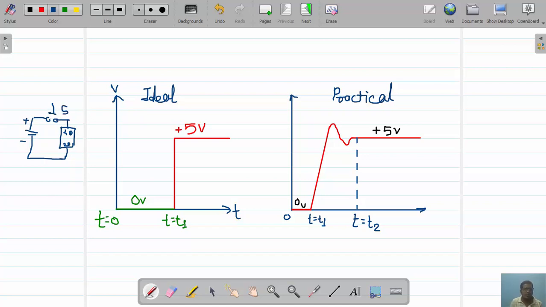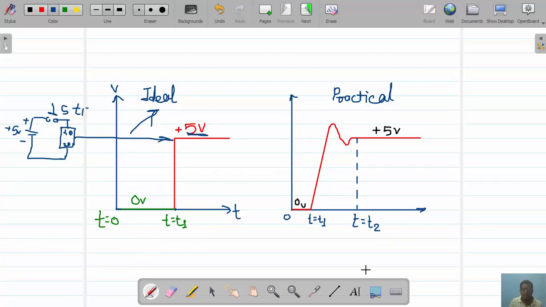So the moment at which we press this switch, this plus 5 volt supply is given to this microcontroller. So at instant t equal to t1, we are going to turn on this switch, and the moment at which we turn on the switch, this plus 5 volt supply is directly given to this microcontroller. This is an ideal condition.